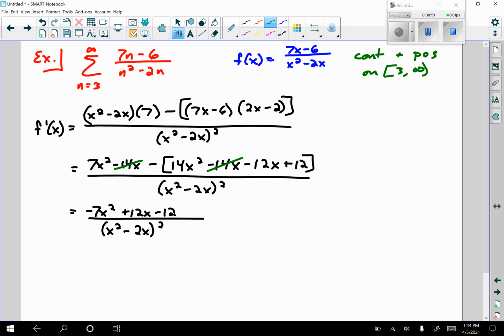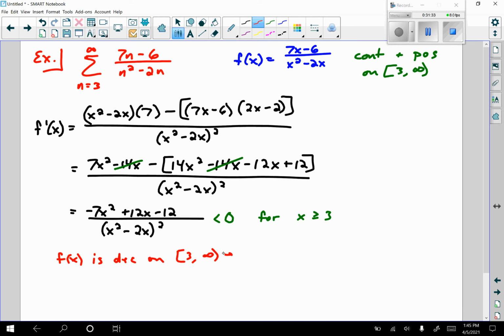So yes, technically we should set our numerator equal to 0 and see where that works. But again, we just want to know if this is negative for all values from 3 to infinity. If I try 3 here, that's going to give me 3 squared times a negative 7 plus 12 times 3 minus 12, so that's going to give me a negative value. And any value larger than 3 is still going to result in a negative because we're squaring it and multiplying it by a negative 7, and our denominator is always positive. So this is less than 0 for all x greater than or equal to 3. Therefore, f of x is decreasing on the interval from 3 to infinity.